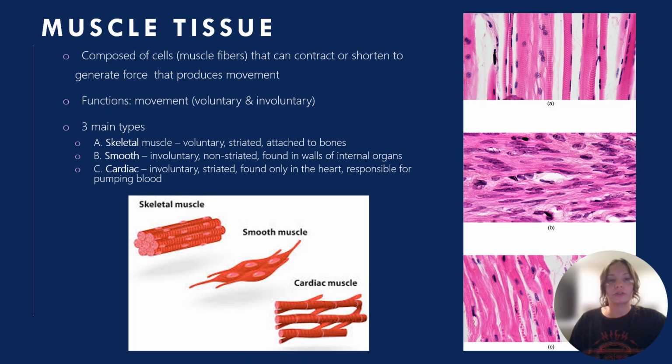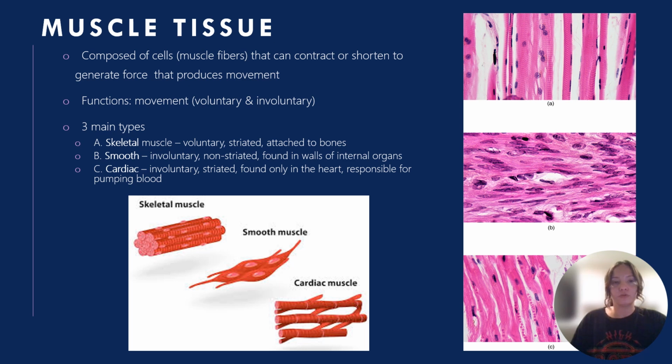Now going on to the third type of tissue within our body, it's muscle tissue. It's composed of cells that can contract or shorten to generate force that produces movement within our body. It can be involuntary or voluntary movement. There are three main types. You have the skeletal muscle, which is voluntary, striated, and attached to bones.